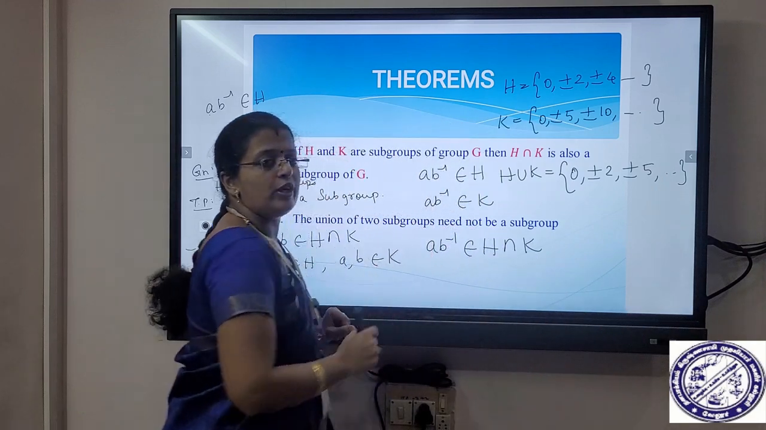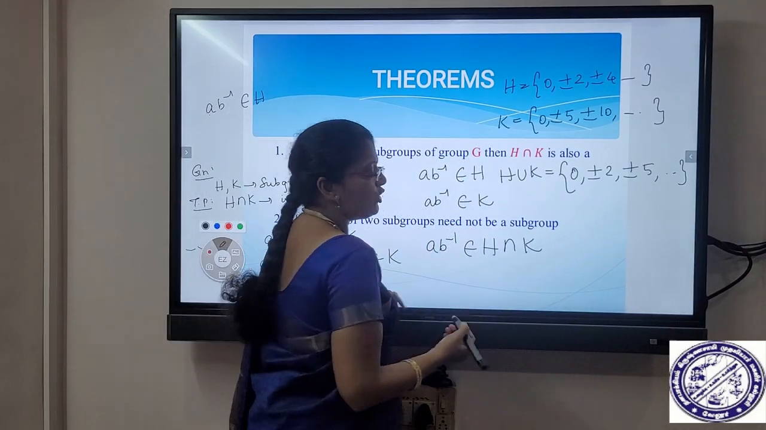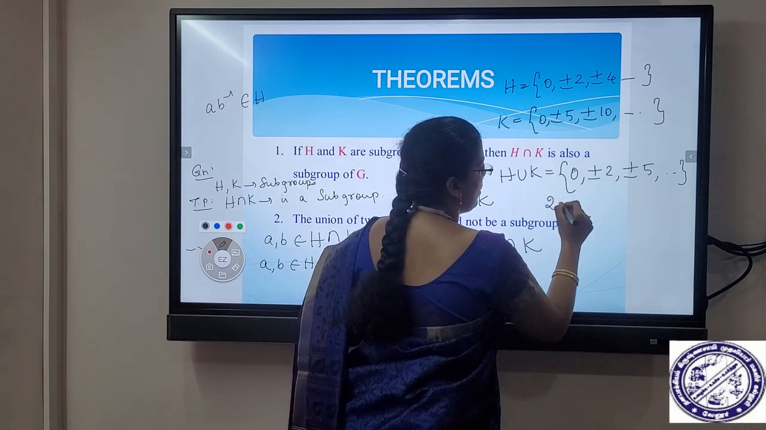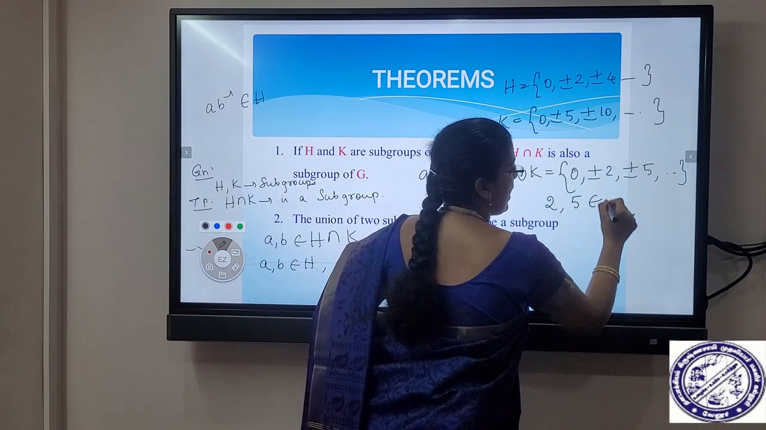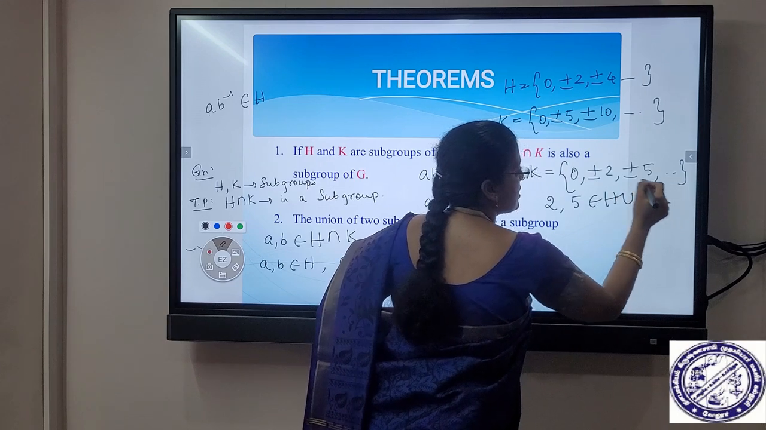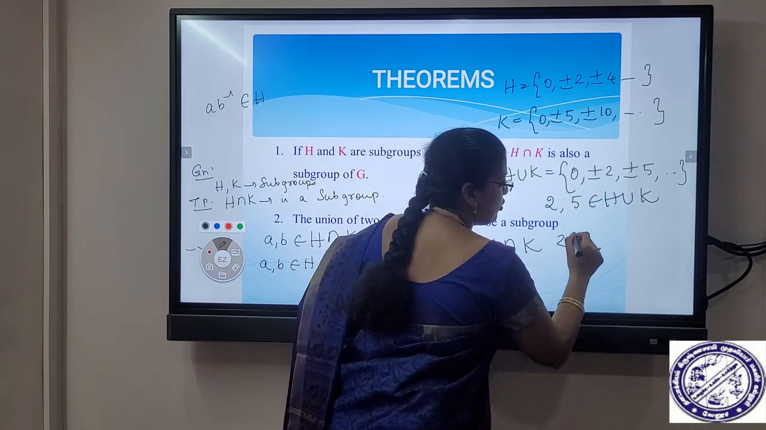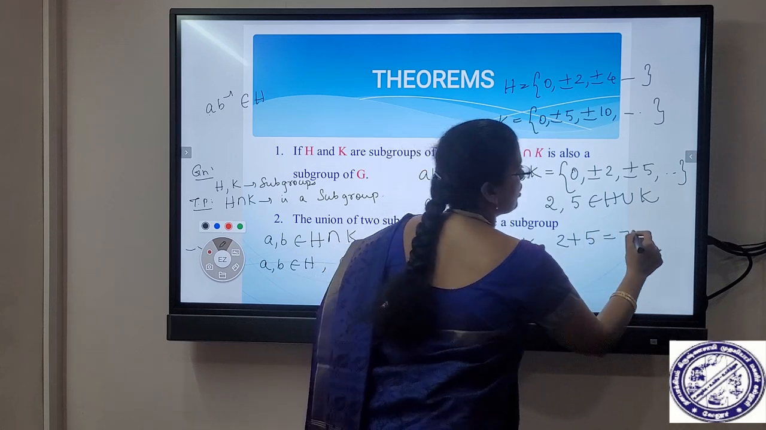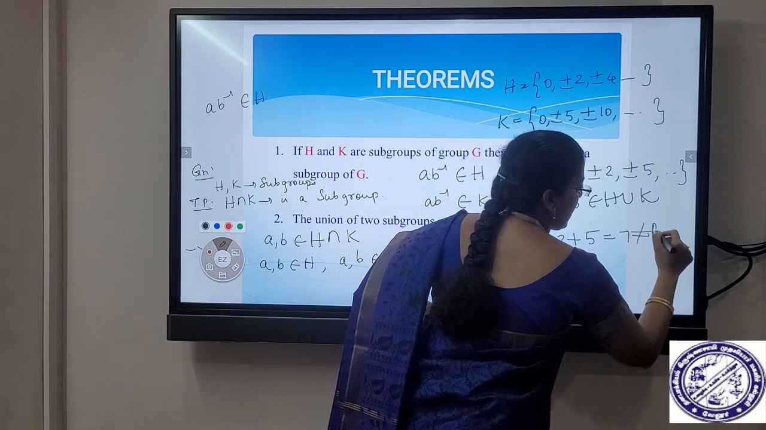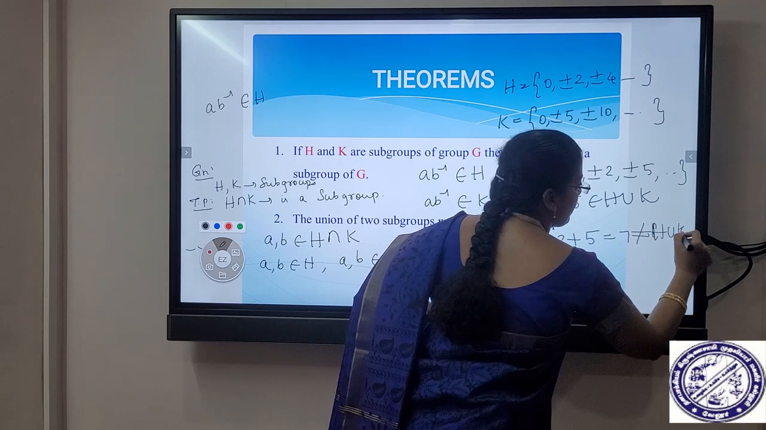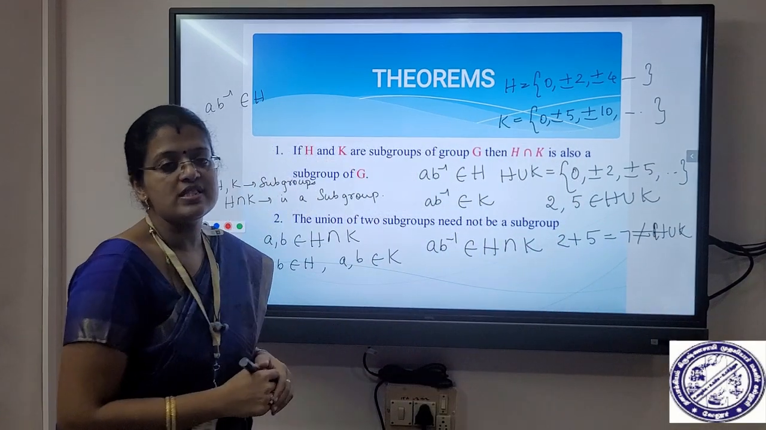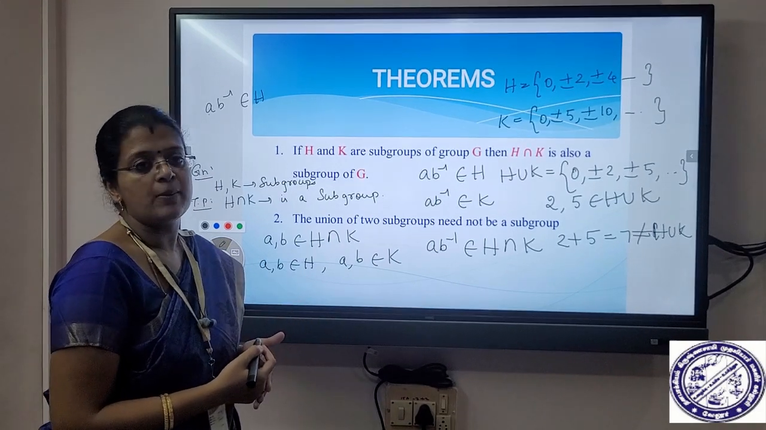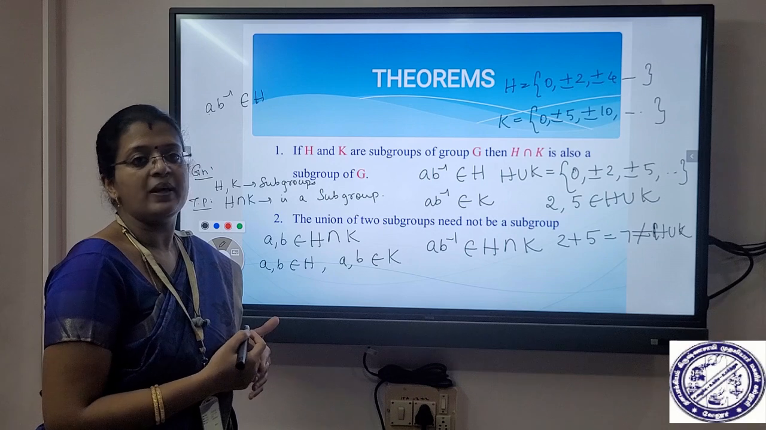Now I am going to show that it is not a subgroup. To prove this, you can give any one example. I'll take the elements 2, 5 belonging to H union K. With respect to addition, 2 plus 5 is 7. 7 does not belong to H union K. So the closure property is not satisfied with respect to addition. So the union of two subgroups need not be a subgroup.